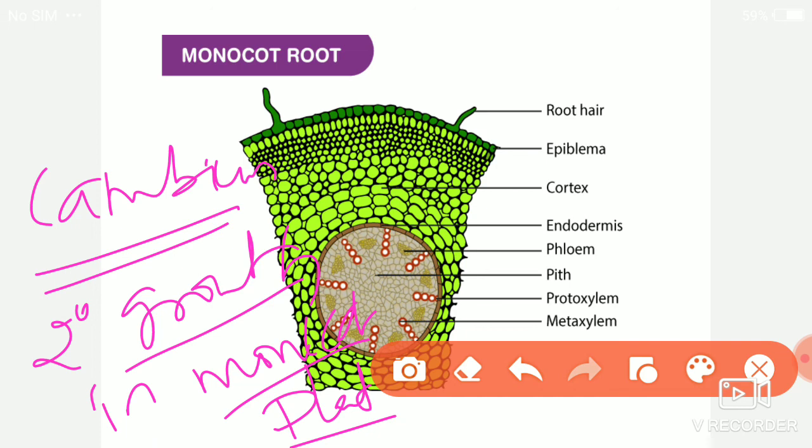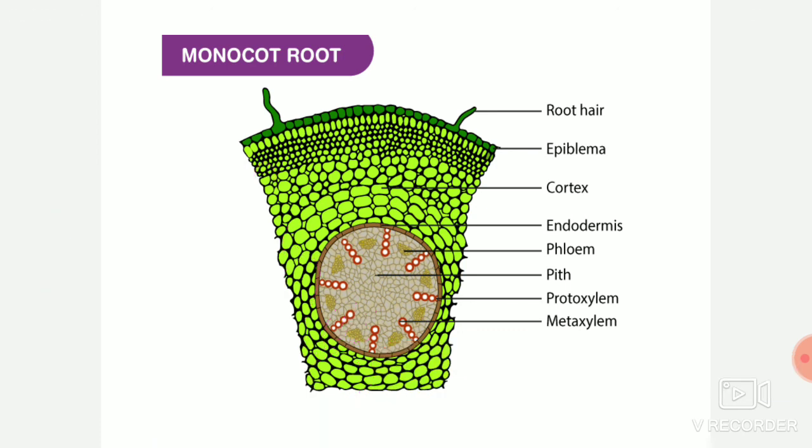So that's the structure of the dicot root and the monocot root. In the next session we'll cover still more parts of the dicot plant and the monocot plant.